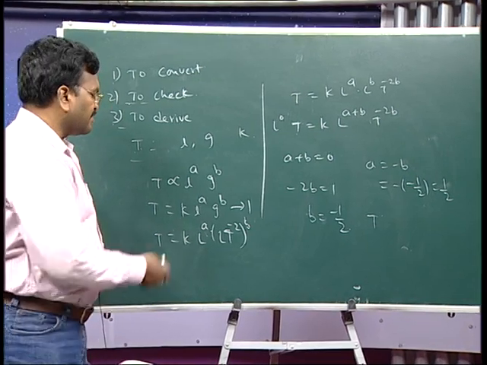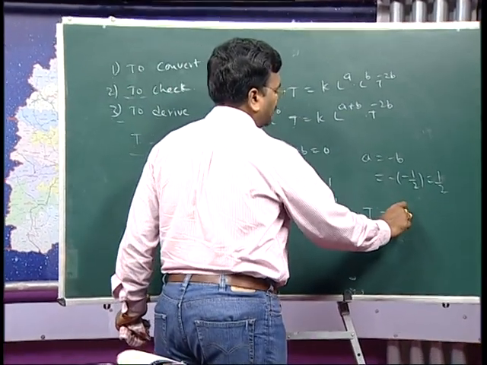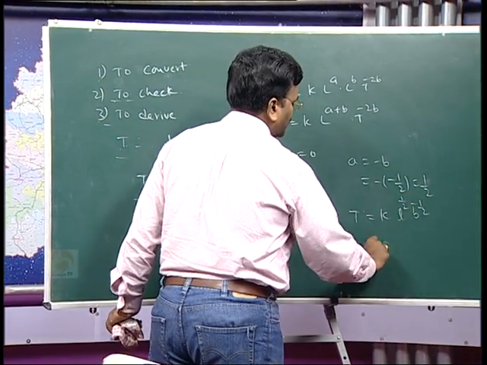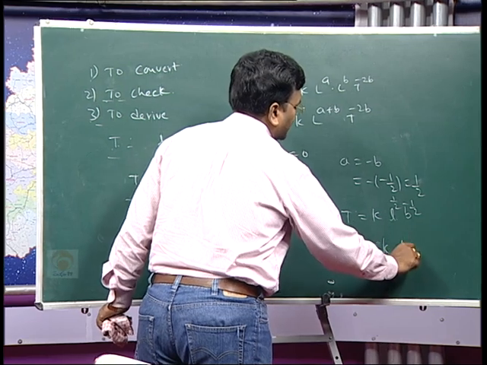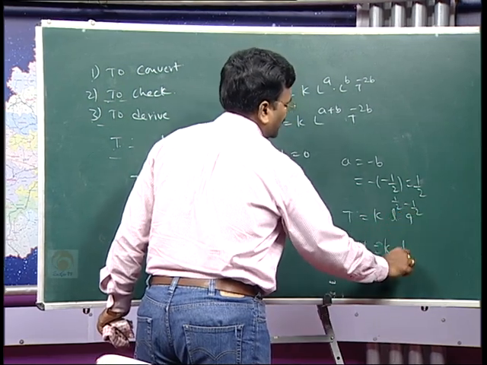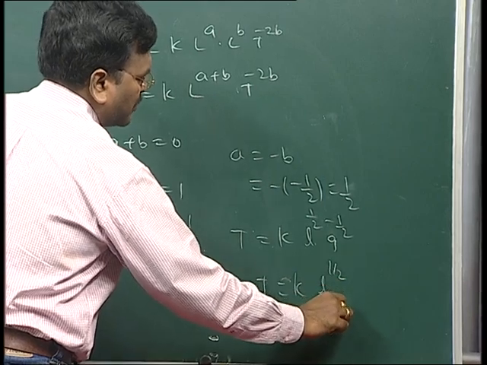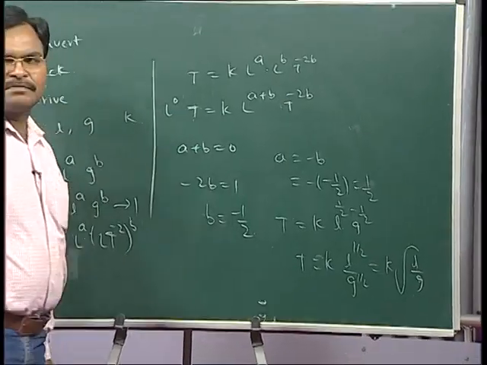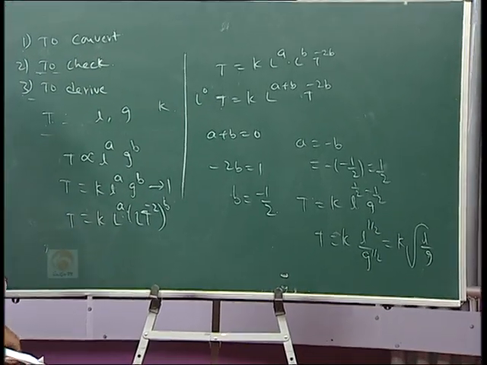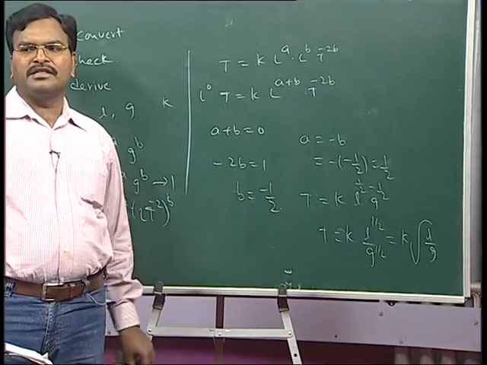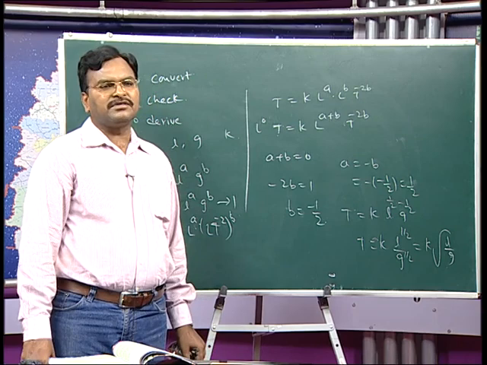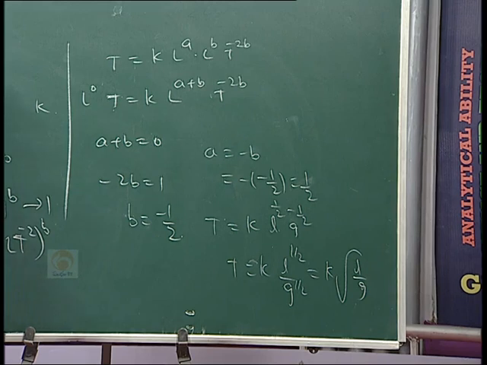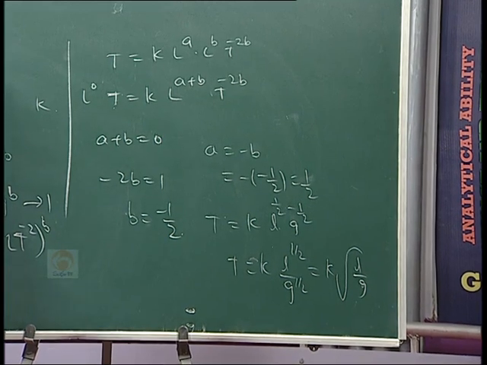Substitute the a, b values in the first equation. What are we getting? T is equal to k into L power 1 by 2, g power minus 1 by 2. So T is equal to k into L by g, whole power 1 by 2. In this way we derive the expression. T is equal to k into under root of L by g. Sometimes they give the proportionality constant value. K is 2 pi. So if they give 2 pi, it becomes 2 pi under root of L by g. Like that.